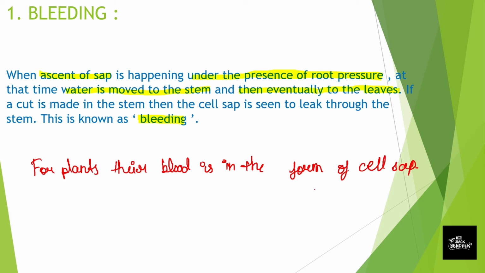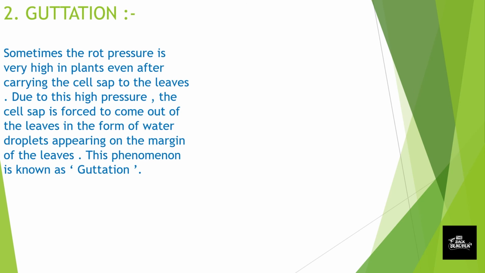Very simple phenomenon. Simply we can understand this is basically a test of ascent of sap as well. So ascent of sap happens continuously in plants. Whenever we make a cut in the stem, we can see some of the cell sap leaking through the stem, and we can see the cell sap outside. That particular phenomenon is known as bleeding. Nothing else is there to know. Very simple phenomenon. Now let us have a look into the phenomenon of guttation.